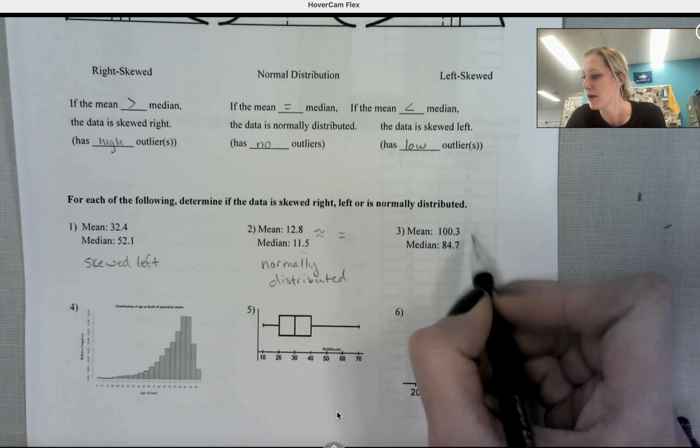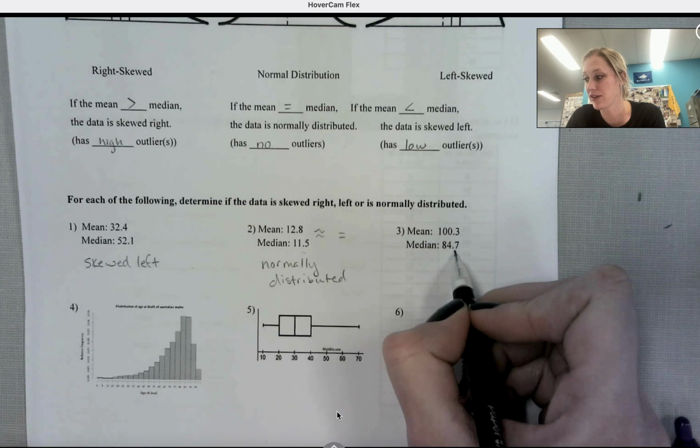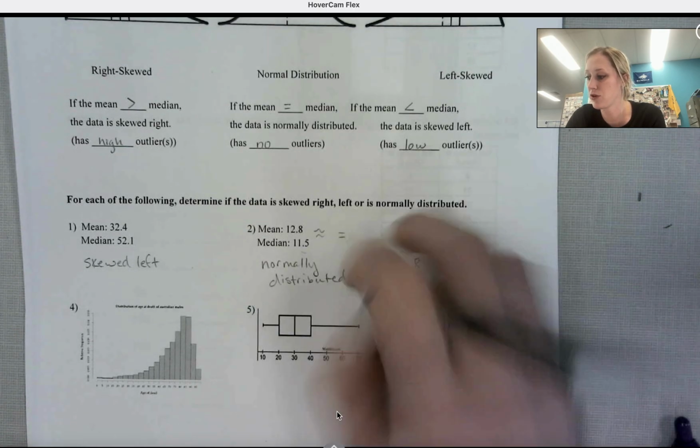Okay, here my mean is significantly greater than the median, so this one is going to be skewed right.